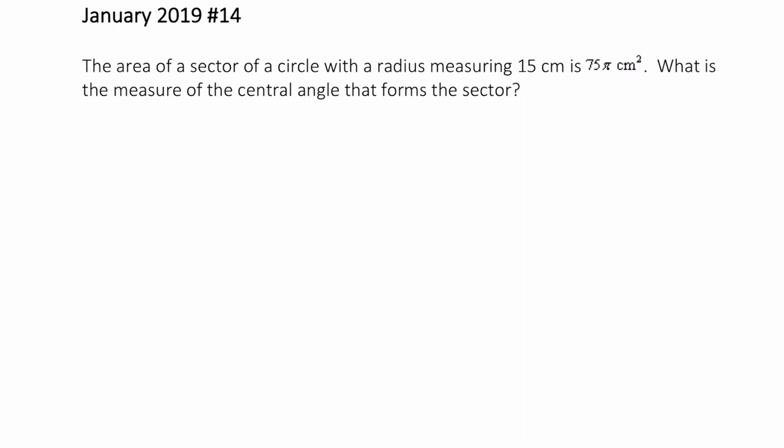The area of the sector of a circle with a radius measuring 15 centimeters is 75 pi centimeters squared. So that's the area of the sector. What is the measure of the central angle that forms the sector? So we already know that they are looking for the central angle. So central angle at a 360, that's what I'm going to be finding, right? So I'll put that there.